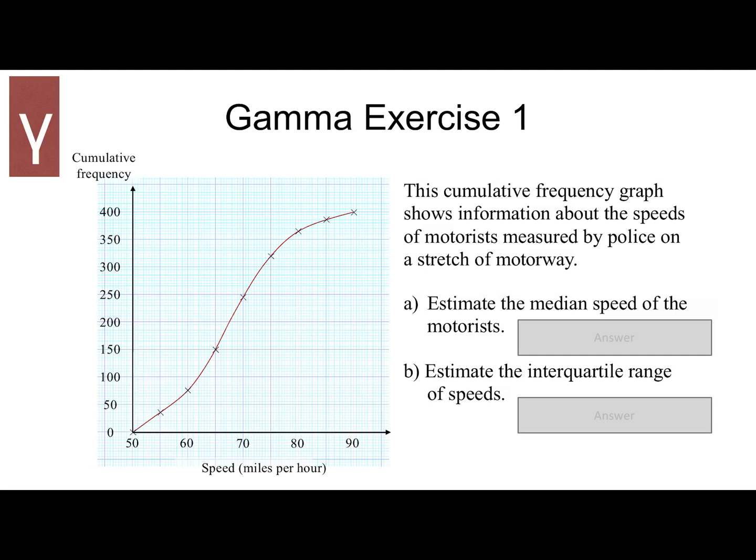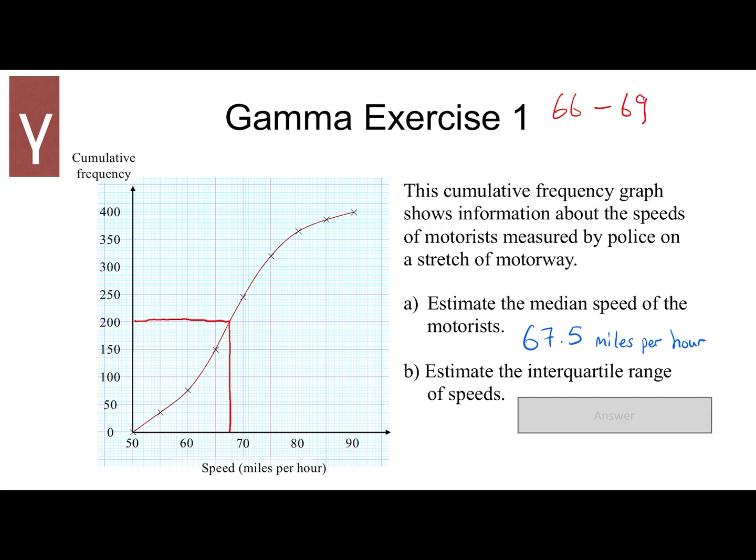Right, stop your video and have a go. Okay, median should be 67.5 miles an hour. There were 400 motorists by the look of it, so you should have gone for 200, and then you should read off. So about 67.5. Of course, if you put an answer probably between 66 and 69, they probably would have given you the right answer. Estimate the interquartile range.